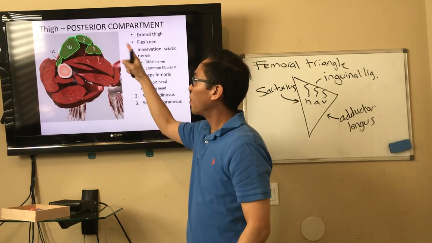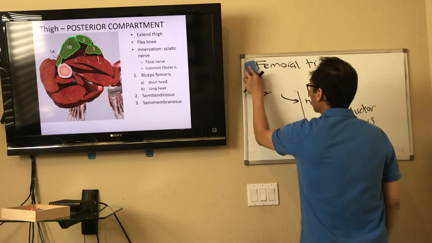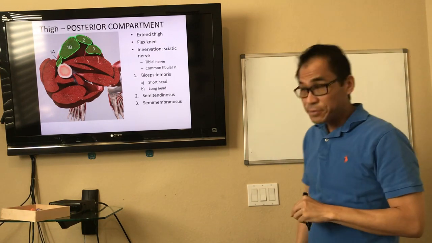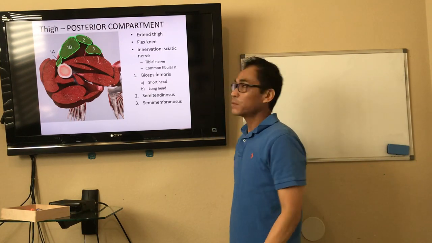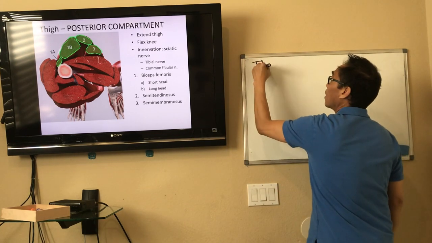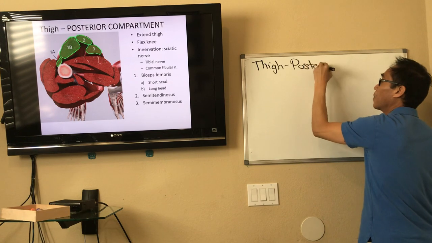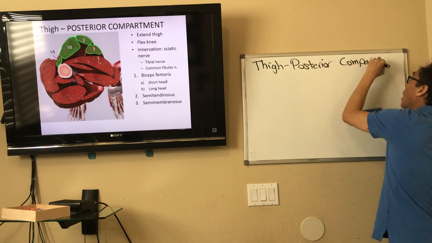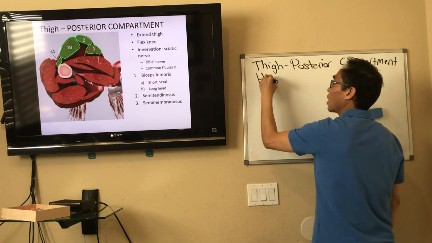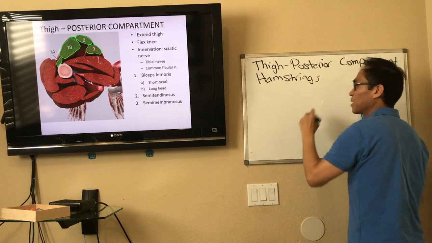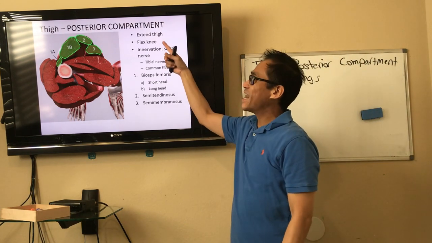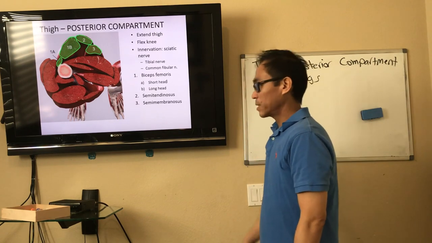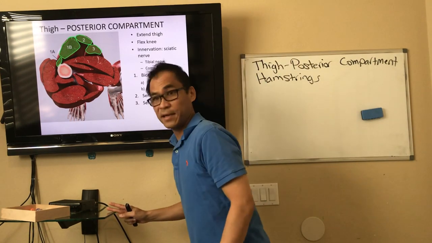Okay, so here is the posterior compartment. This is basically your hamstrings. I've got them all highlighted there. So now we're talking about the back of the thigh, the posterior compartment, your hamstrings. Basically, if you're on the back, you extend the thigh and flex the knee. So that's like going kind of like that. When you're running, extend and flex.